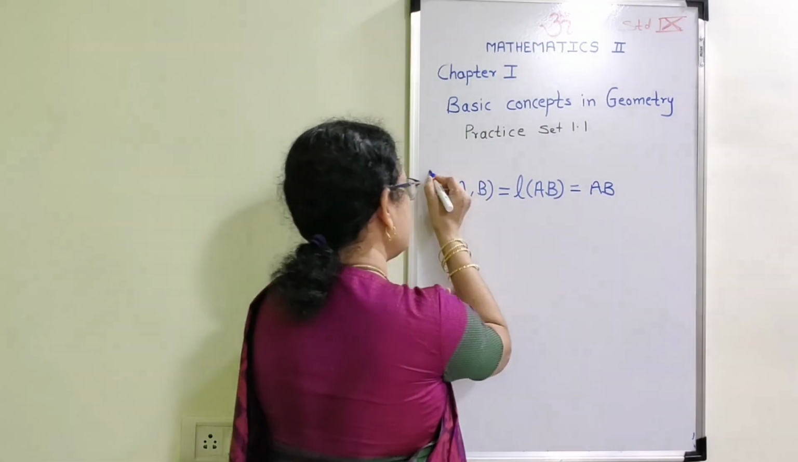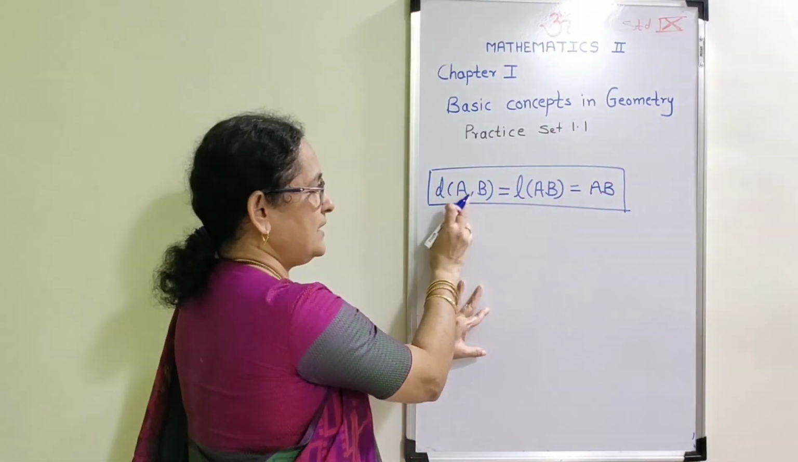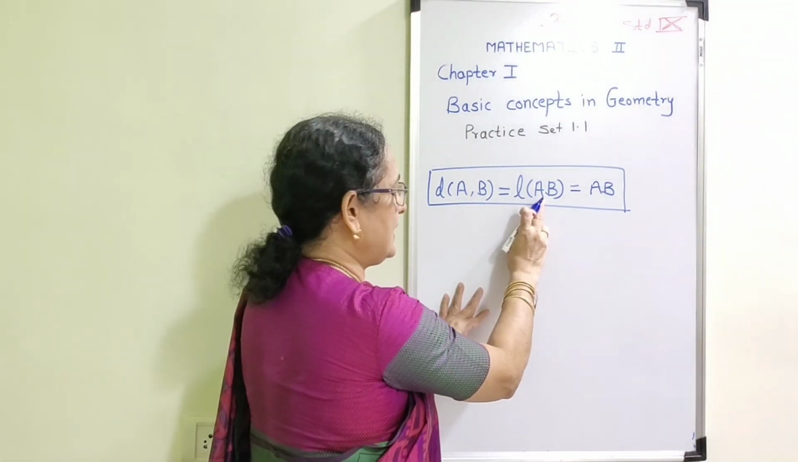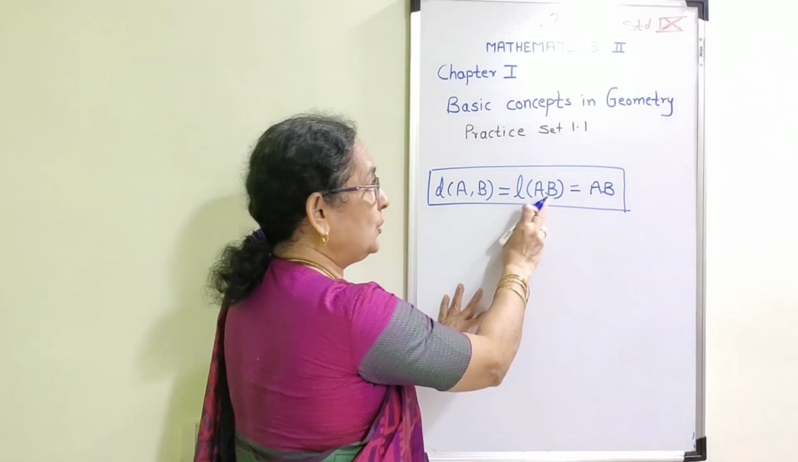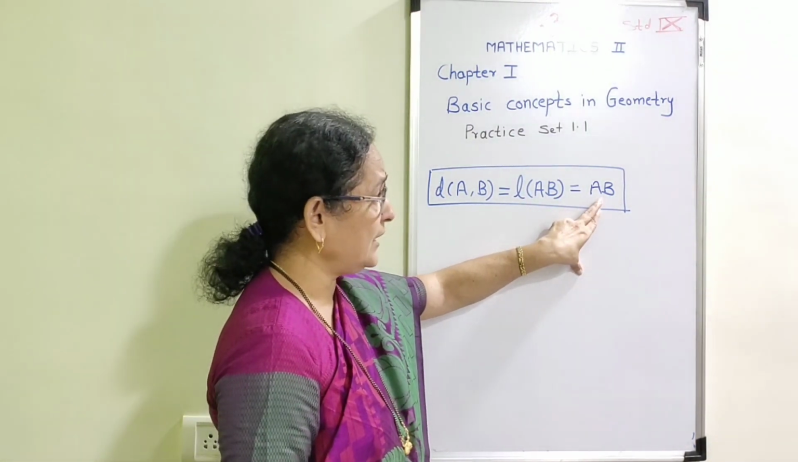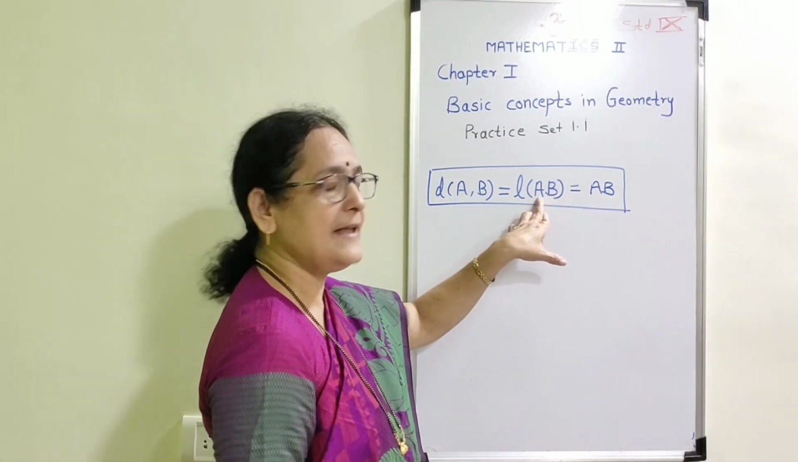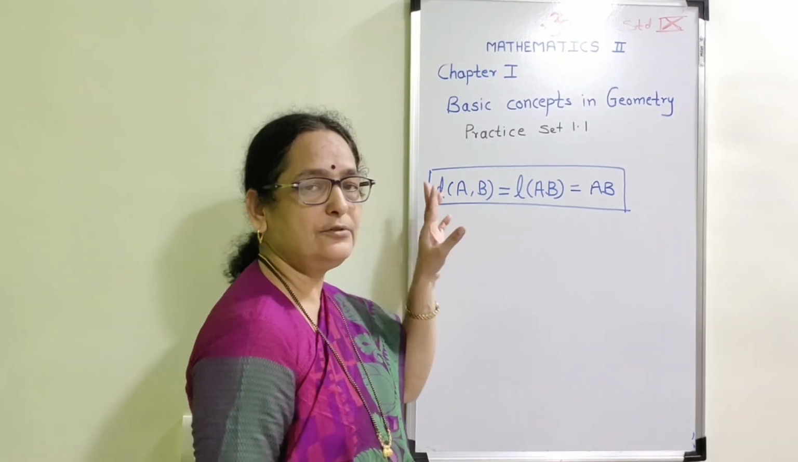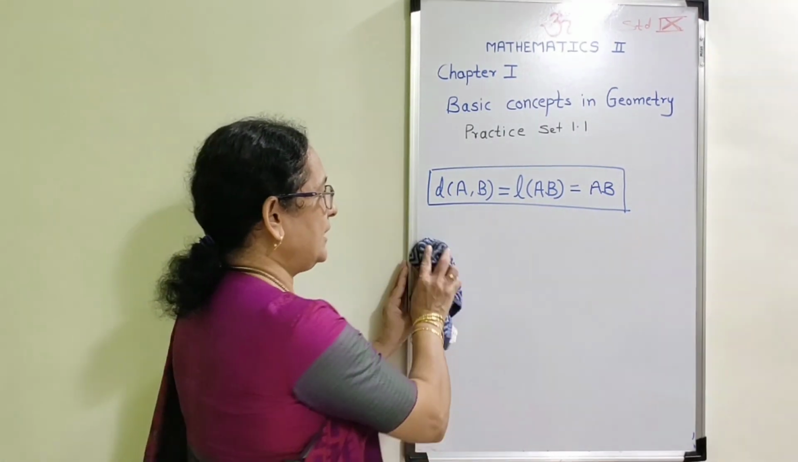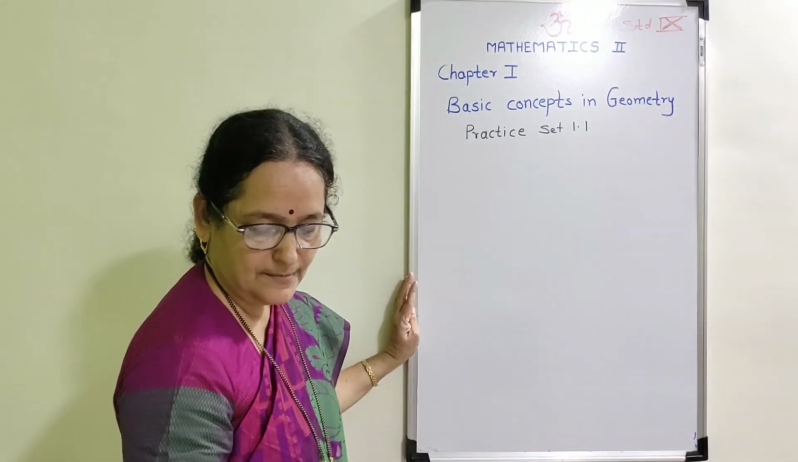Please remember this expression. When you are going to write distance A, B, put a comma in between A and B. When you are going to write length AB, no need to write a comma between AB. And if you have taken only AB, that means length AB. It is equal to the distance between the points A and B. Now, with the help of this concept, we are going to complete question number 6.